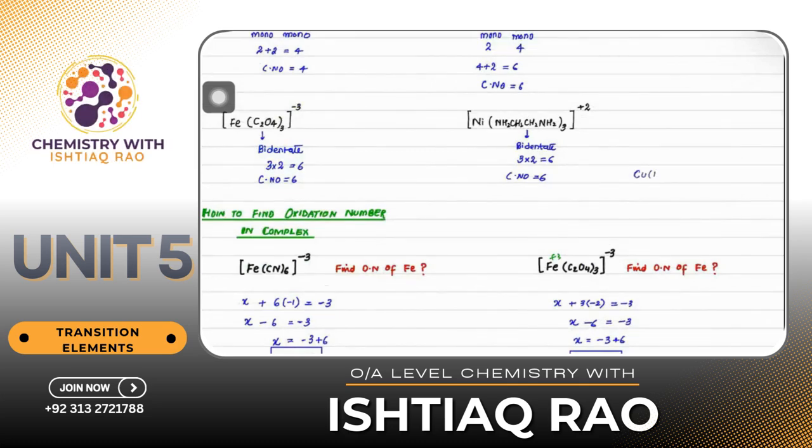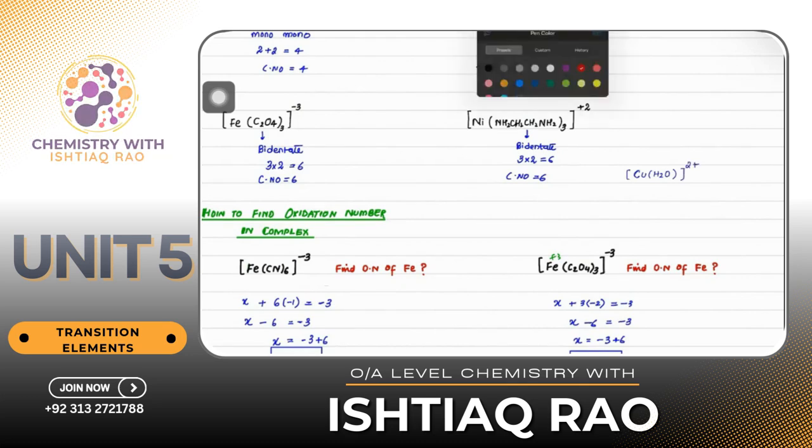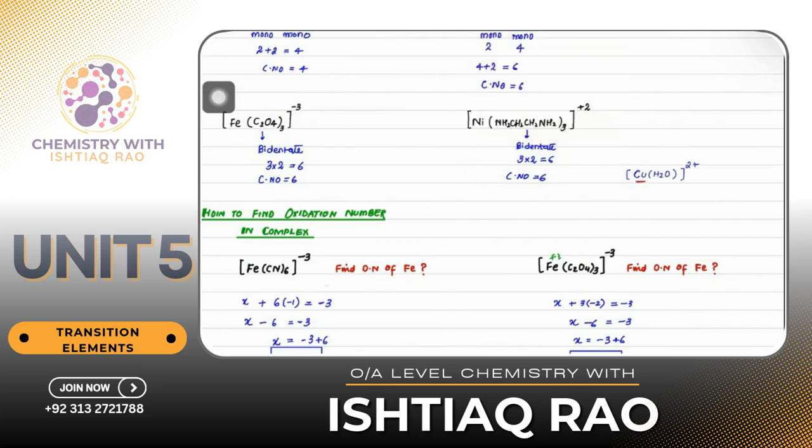Or let's suppose I give you the formula for this complex, Cu(H2O)6 2+, and you have to find out the charge for copper. We know that water is a neutral ligand. So copper is x, and I have 6 water molecules, each 0, equal to +2. So x is equal to +2.